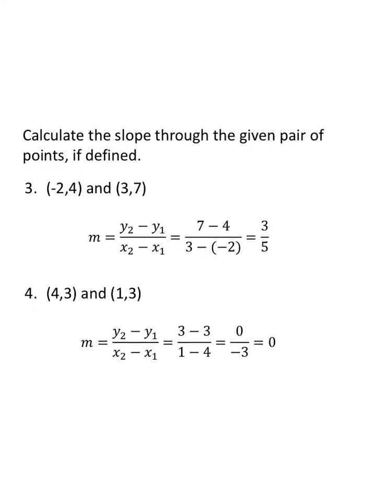Fourth example, if I have the points 4, 3, and 1, 3, I subtract the y values, 3 minus 3, divided by, subtract the x values in the same order, 1 minus 4. 3 minus 3 is 0. 1 minus 4 is negative 3. And that's okay. Literally, that's how I remember it. Just like the no, it's okay if the zero's in the numerator.